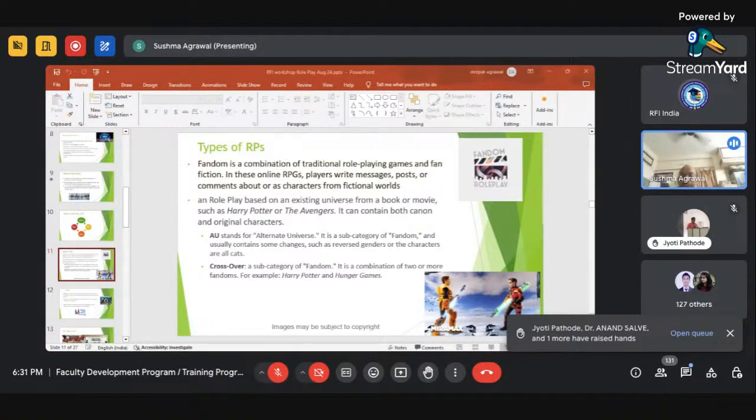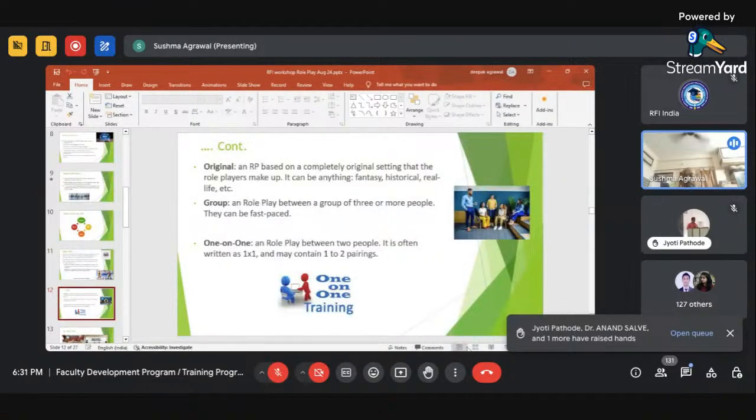But in this movie, they need to fight. They need to kill one of them, and only then can they enter the next level. So this type of activity can be included in the form of a fandom role play activity. Anything can be included; it is not necessary that what exists in the real world be included there.